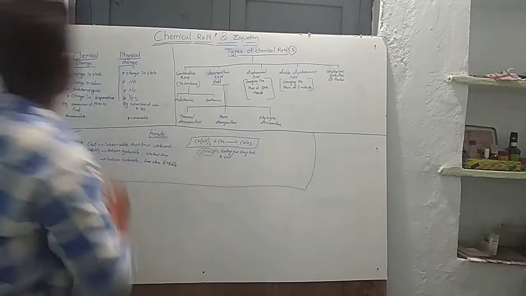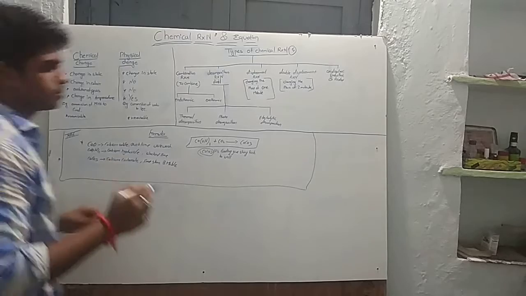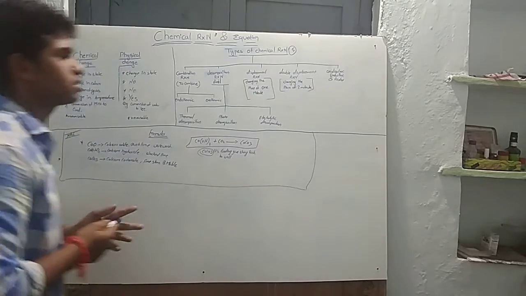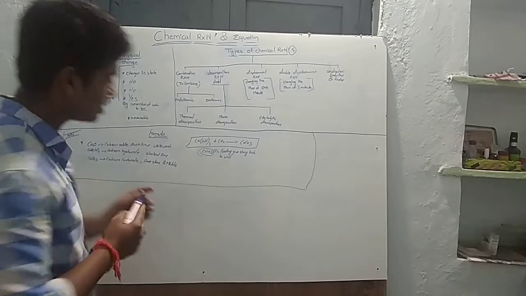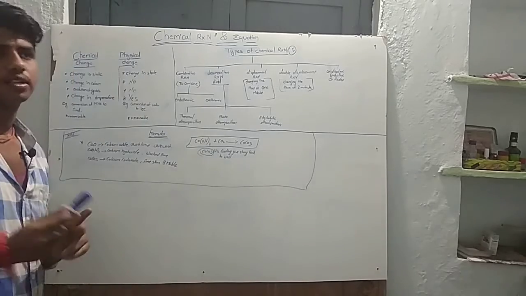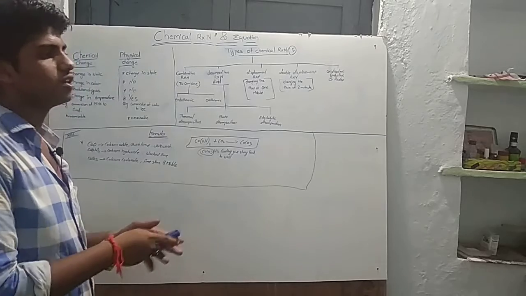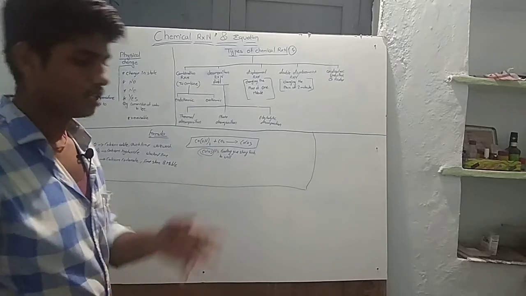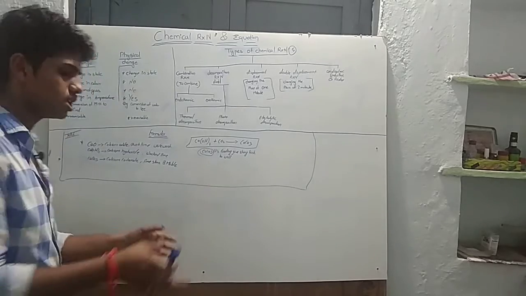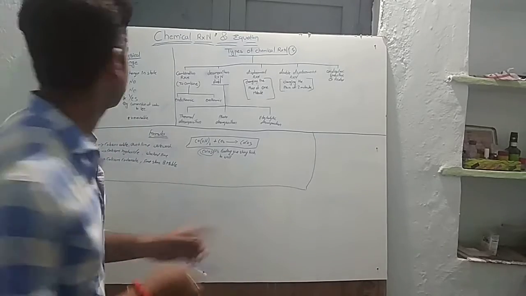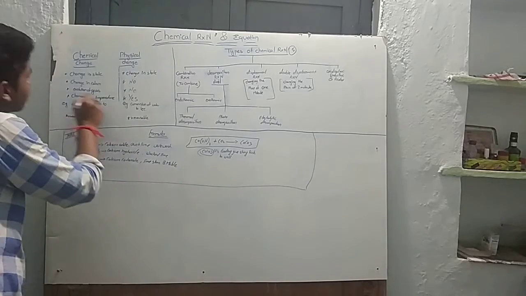The next is change in color. When we do some chemical reactions with some chemicals, basically the color is changed. But for physical change we take water as an example. If we convert the water into ice, ice is colorless and water is also colorless. So the color is not changing.